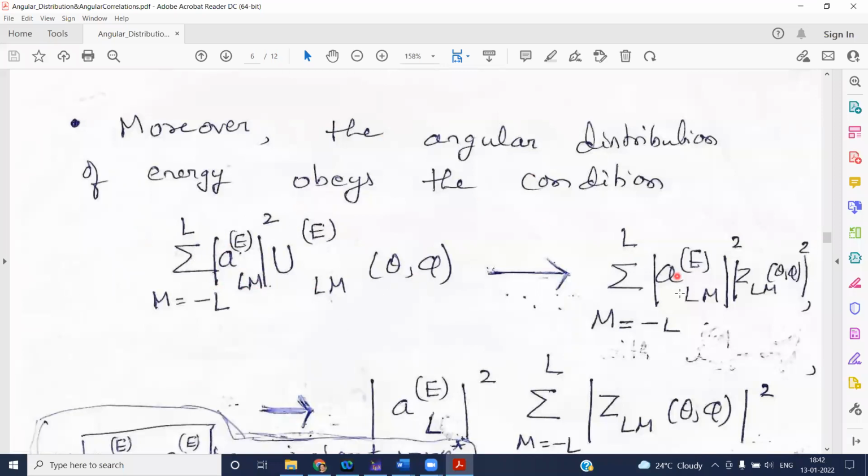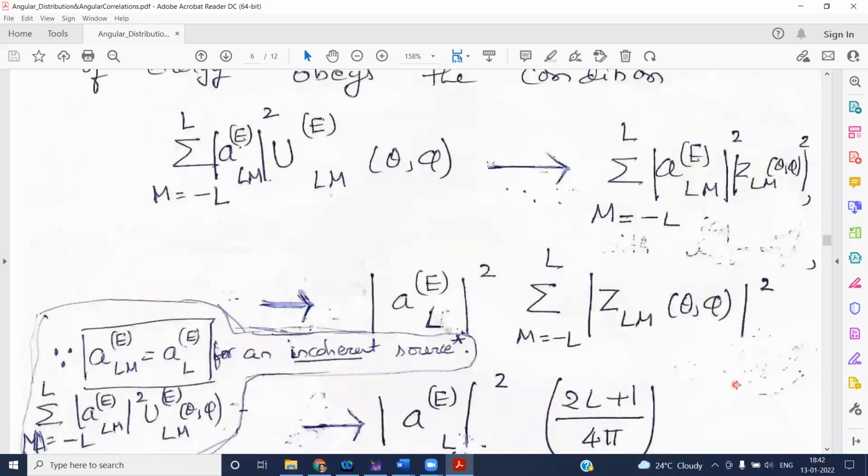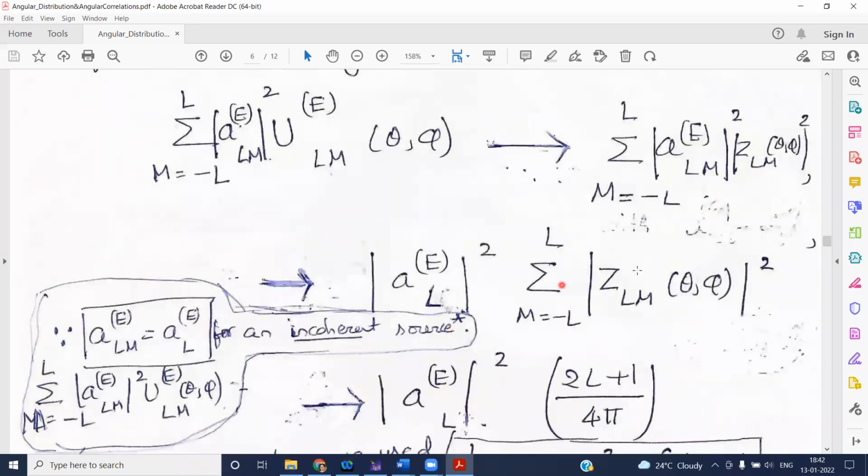I can get A_ELM mod squared, Z_LM of theta phi. So this leads to A_EL mod squared, and the sum over M from -L to +L. No mod squared here on Z_LM; please correct it. It is simply Z_LM of theta phi. So suppose I say A_ELM, when I take it outside the summation, what should it be? It should not depend on M.